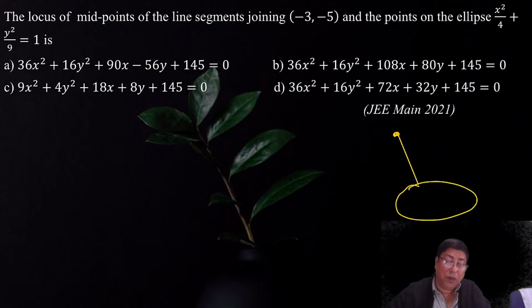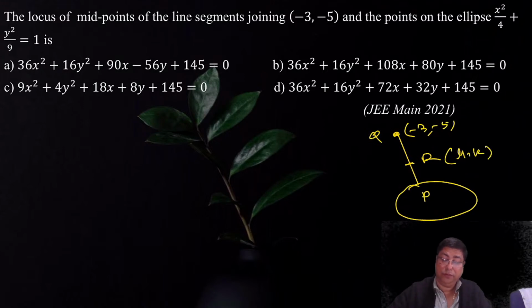So suppose this point is P and this point is what? The locus of the middle point of the segment joining (-3, -5) and the point on the ellipse. Suppose this point is Q (-3, -5) and the point on the ellipse is P, and its middle point, suppose it is R. R is suppose some (h, k). Therefore, the point P is suppose (a cos theta, b sin theta).